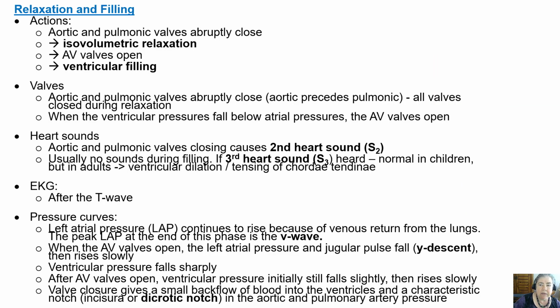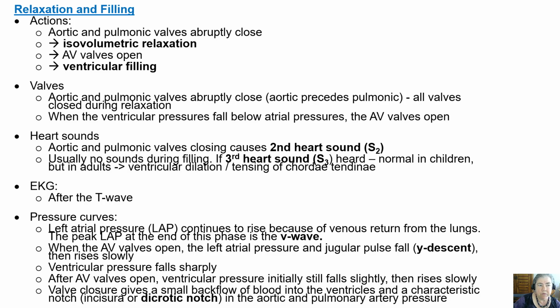So the aortic and pulmonic valves close when the pressure in the aorta and the pulmonary artery exceed the pressure in the left ventricle and the right ventricle. And this is that period of isovolumetric relaxation where the ventricular muscles are relaxing, the valves are closed, the AV valves open, the ventricles are filling.